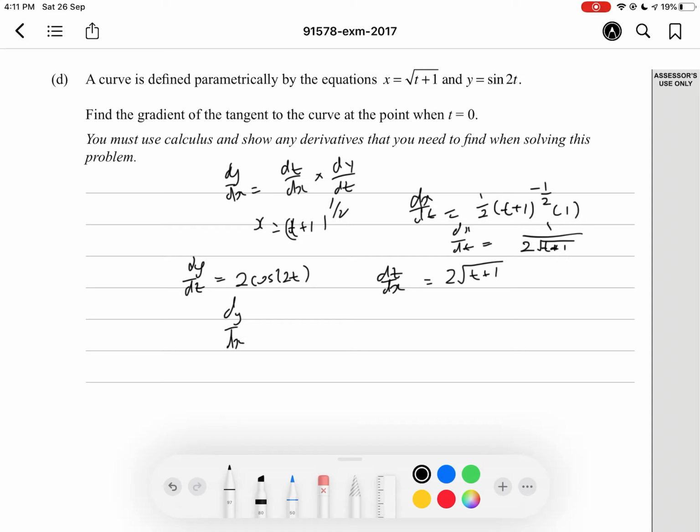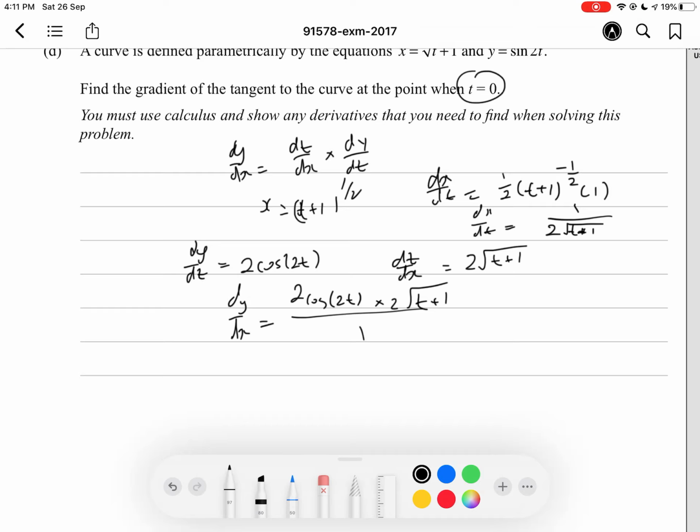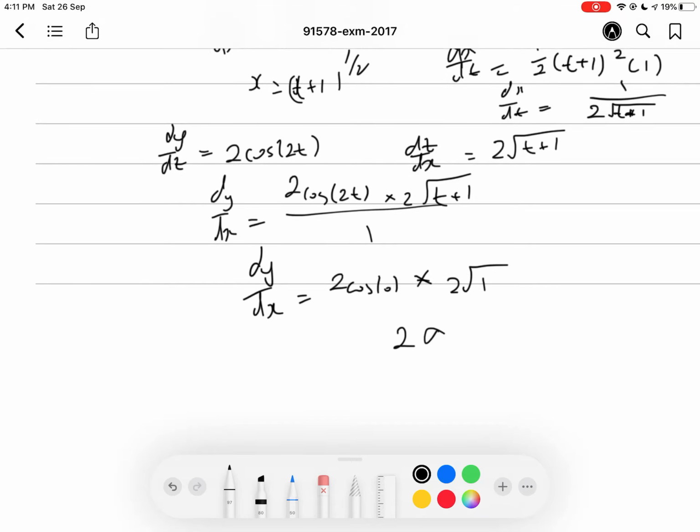So therefore dy over dx, I apologize, dy over dx equals 2 cos of 2t multiplied by 2 square root of t plus 1, all over 1. We want to find the gradient of the tangent at t equals 0. So we just substitute t equals 0 into our equation. So dy over dx equals 2 cos of 0 times 2 square root of 1. Cos of 0 gives us 1. So this gives us 2 multiplied by 2 square root of 1. Square root of 1 is still just 1, so therefore it's 2 times 2 basically. So that gives us a final answer of 4.